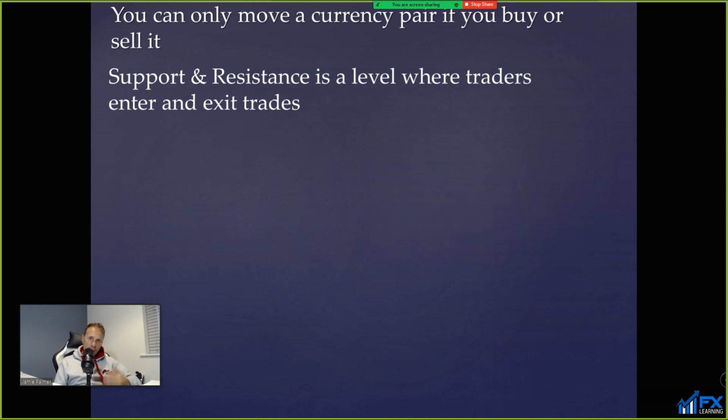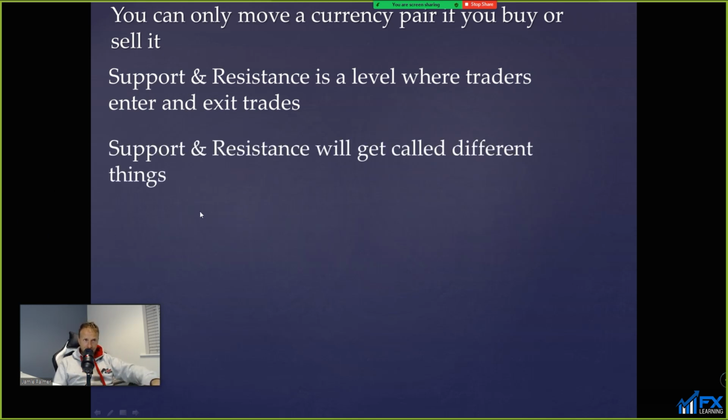Now, when I scale that down to the 1 and 5 minute time frame, we're going to be getting a small reaction from this level. Price is going to come down to the support line and it's going to bounce off it. Now, it might bounce off it and then continue through it. But that small bounce is enough to profit from, especially when you're on the 1 and 5 minute time frame. So just remember, support and resistance is levels where traders will enter and exit trades.